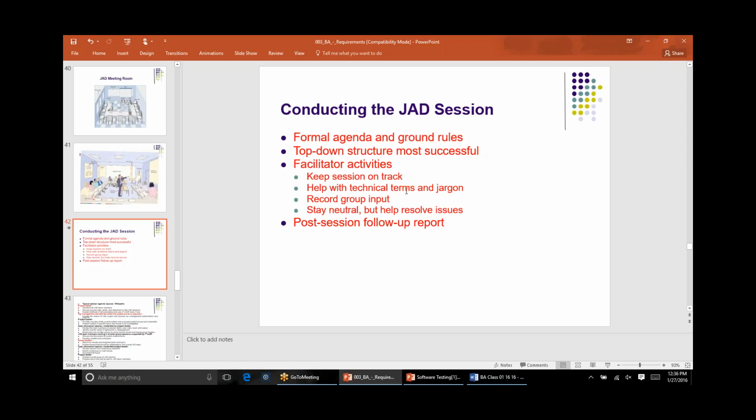Help with technical terms and jargon. If somebody is not understanding some of the terms or concepts, the technical team helps them. Recording, making sure that we are neutral, stay focused, and resolve issues.